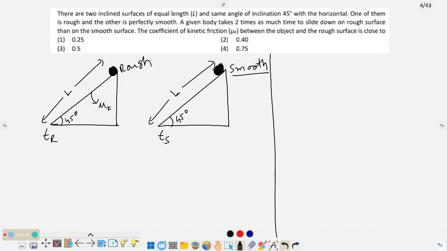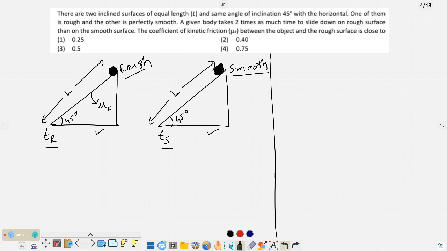It is an inclined plane concept question, a direct concept question. They have given two inclined planes, both with the same angle of inclination. One is a rough surface, one is a smooth surface. We drop the body from both surfaces, and both have the same length of inclination. It takes some time to come down. The time taken on the rough surface I take as TR, and on the smooth surface as TS.